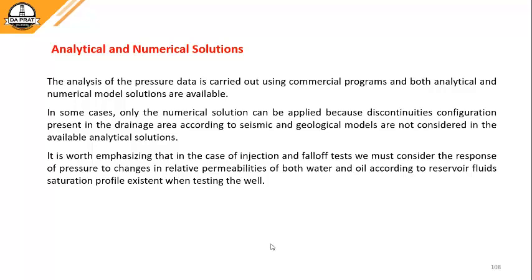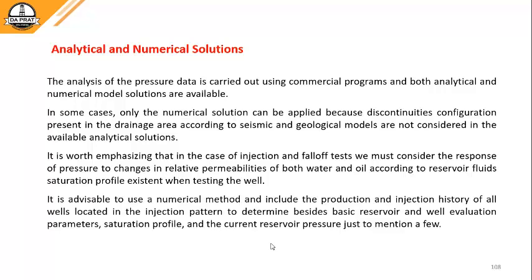It is worth emphasizing that in the case of injection or fall-off tests, we must consider the response of pressure to changes in relative permeabilities of both water and oil, according to the reservoir fluid saturation profile existing when testing the well. It is advisable to use a numerical method and include the production and injection history of all wells located in the injection pattern to determine, besides basic reservoir and well evaluation parameters, the saturation profile and the current reservoir pressure, just to mention a few.